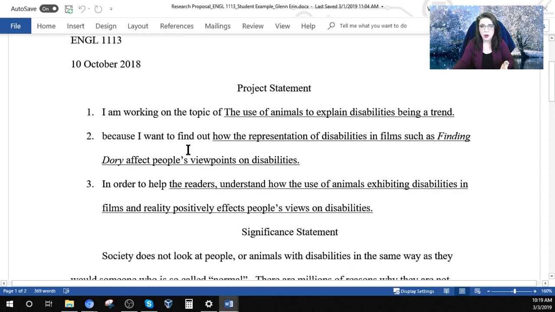And she does have an arguable topic. Like I said, people tend to say that these animated movies are making fun of disabled people, that they're creating these caricatures, if you would, of how people would look. And her paper just became this phenomenal paper that I really enjoyed reading.